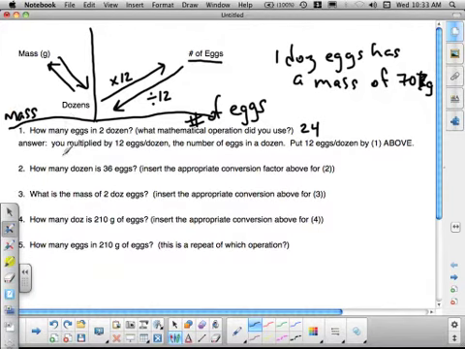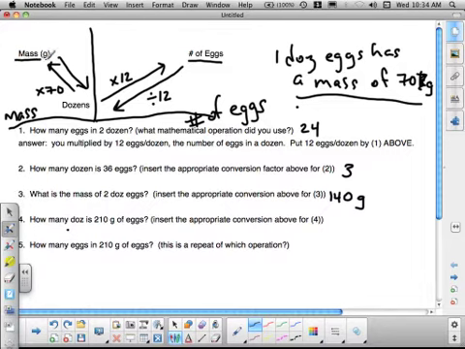So let's do eggs first. Number 3, all right, so we didn't answer our question here. That was 3. Number 3, what is the mass of 2 dozen eggs? So we're going to use this fact to answer that question. So I take my numbers of dozen and I multiply times 70. Okay? To get what is the mass of 2 dozen eggs, 70 times 2, that's 140 grams. So that's pretty easy. And then the next question is the reverse of that. How many dozen is 210 grams of eggs?